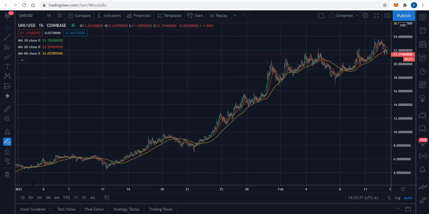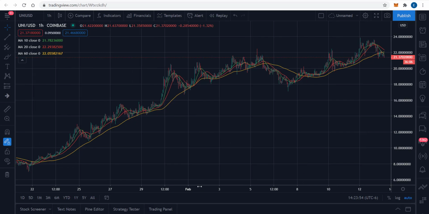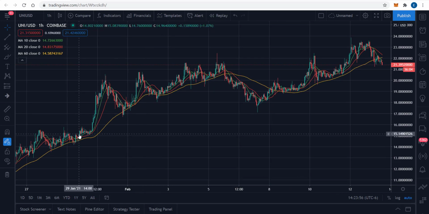basically 2021. So this token has really taken off in 2021. You can't beat that all day long. So here you've got various points where the 10-day crossed the 20 period. It's not a 10-day, it's a 10 period right now, so a 10-hour.